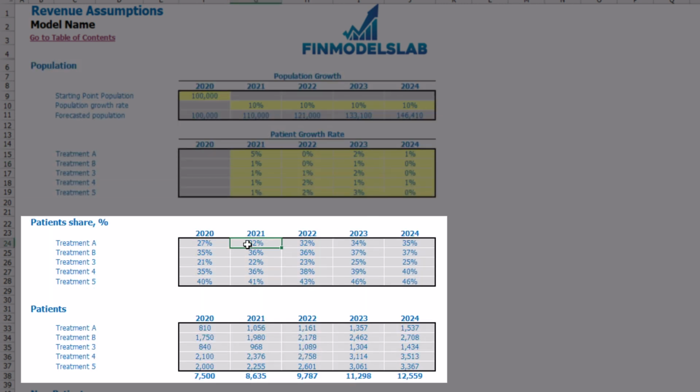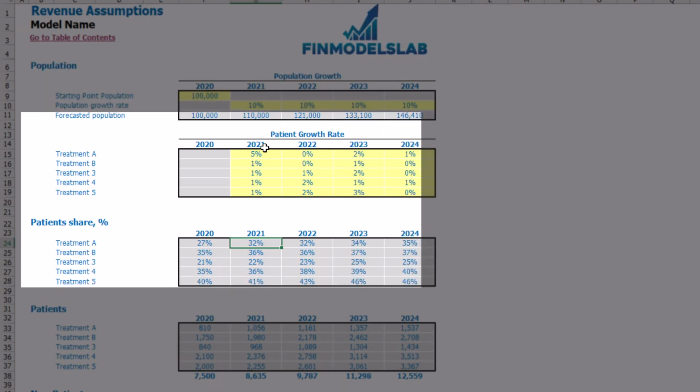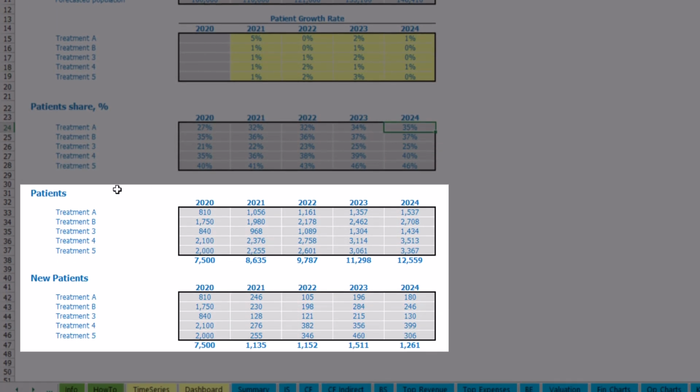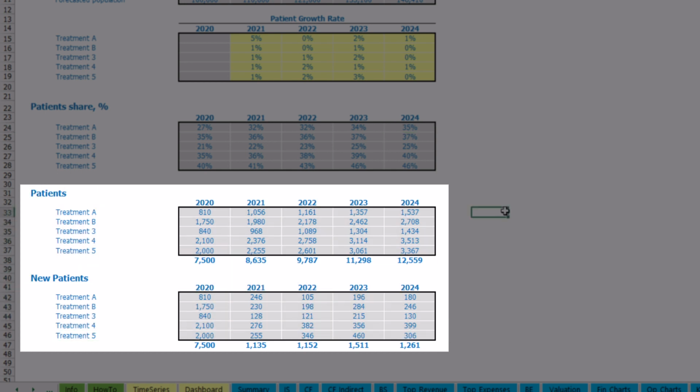So you may see the calculation of patient share depending on the amount which you input on the dashboard in here, and patient's growth rate here. So 27% was the starting point plus 5%, and in the next year you will have 32% for the treatment A, etc. So based on all these assumptions of the revenue tab and dashboard tab, you have the calculation of patients and new patients by years and by treatments with some total amounts.